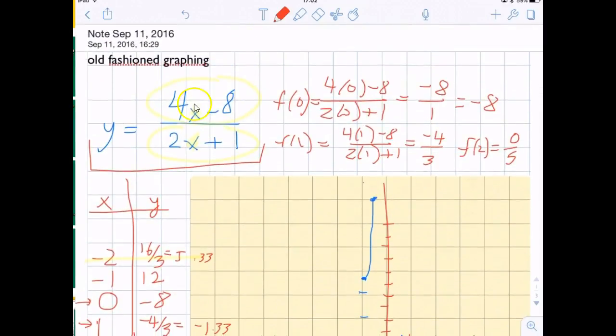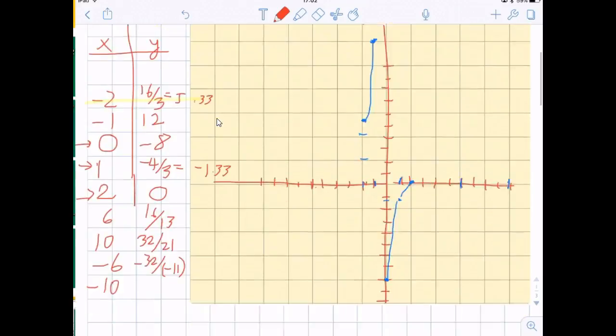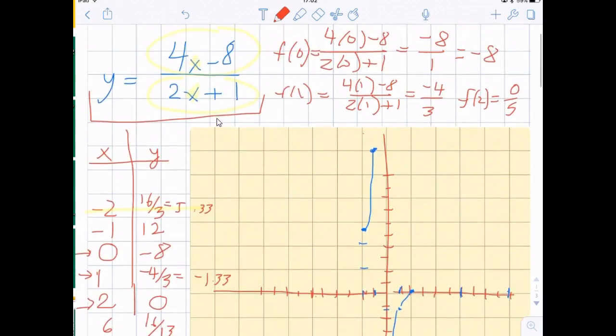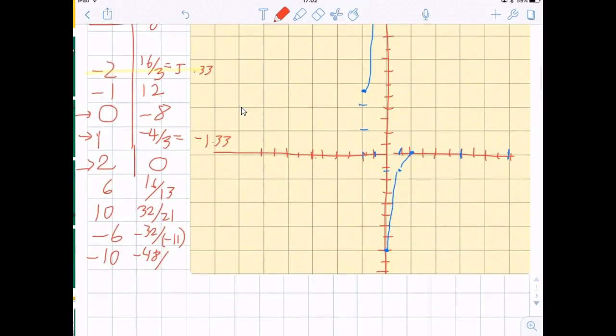And then negative 10, if we put negative 10 in here, it'd be 4 times negative 10, which is negative 40, minus 8, which is negative 48. And if we put negative 10 in the bottom, it's going to be 2 times negative 10, which is negative 20, plus 1, which is negative 19. Okay. Now I'm going to start graphing these points.